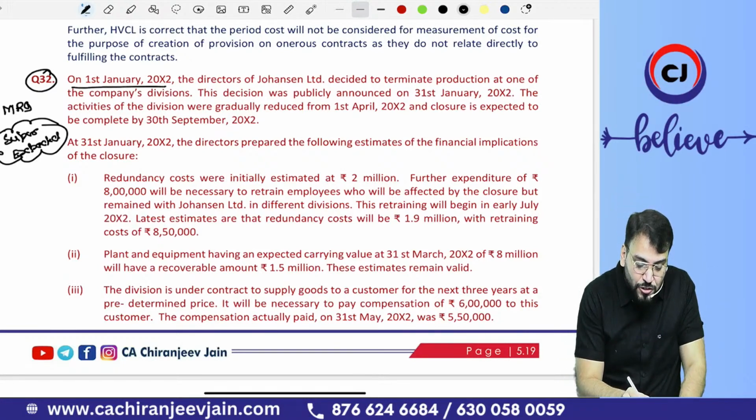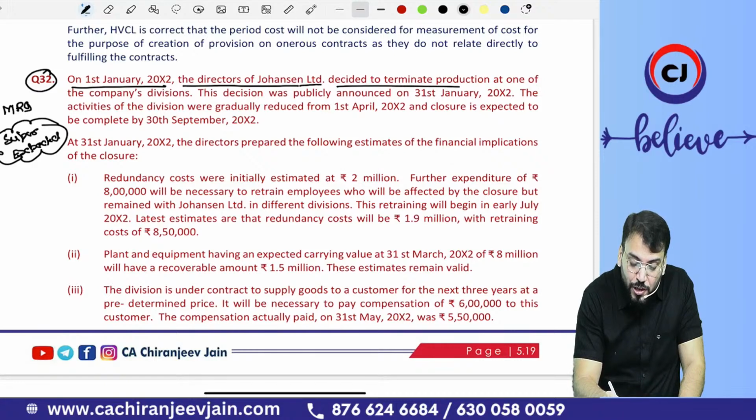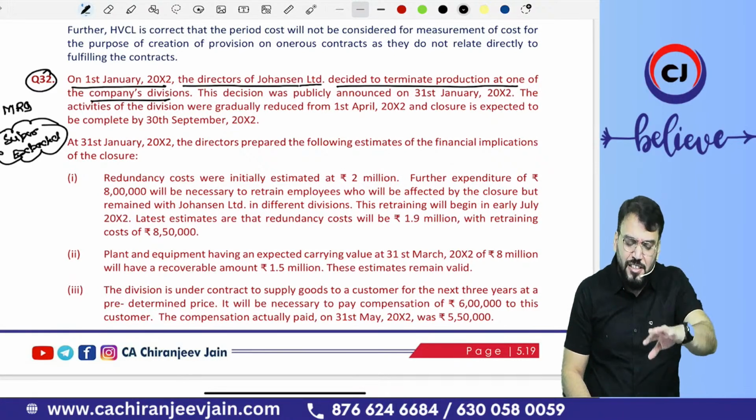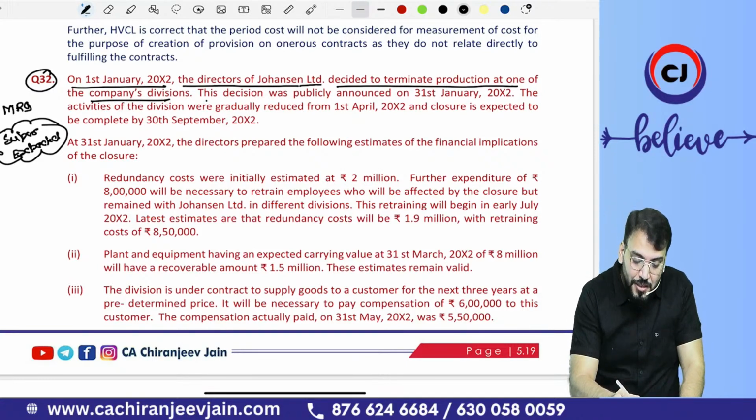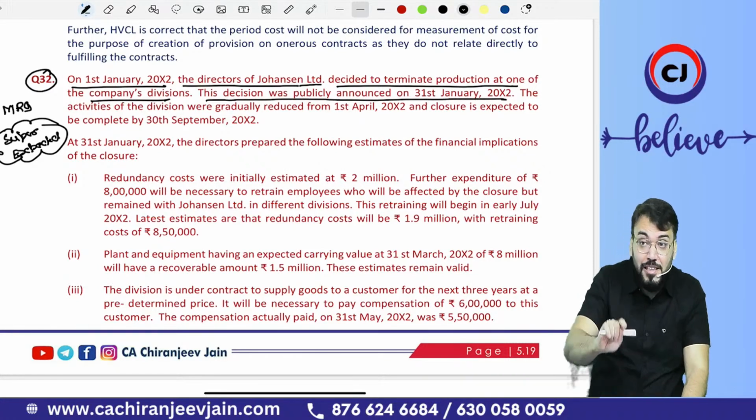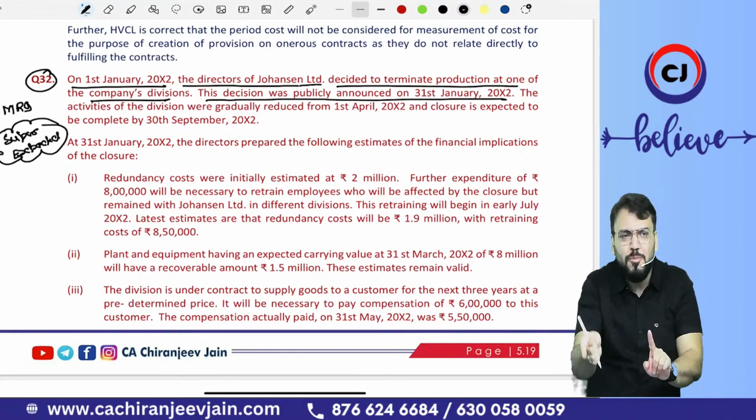On 1st Jan 2002, the directors of Johansson Limited decided to terminate production at one of the company's divisions. This is a restructuring question. The decision was publicly announced on 31st Jan 2002. Publicly announced, so announcement will be done after a formal plan only.